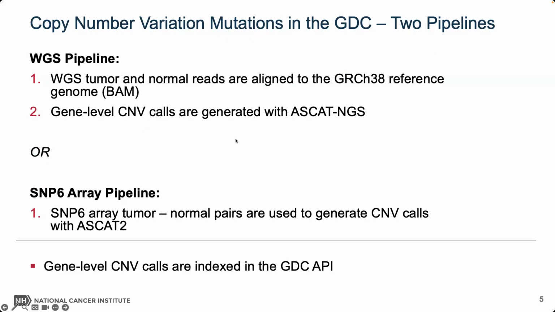The alternative way that they're generated is in some of our older data sets. The one you'll see today is TCGA. They have copy number variation calls from the SNP6 array. This one has tumor and normal pairs. Those are used to generate CNV calls with the ASCAT2 pipeline.